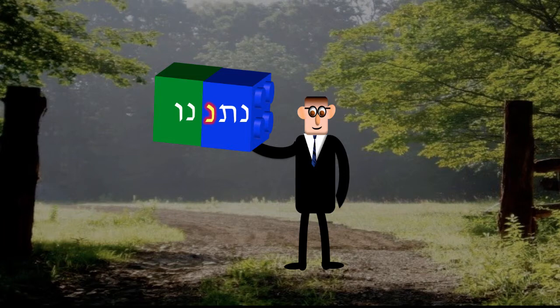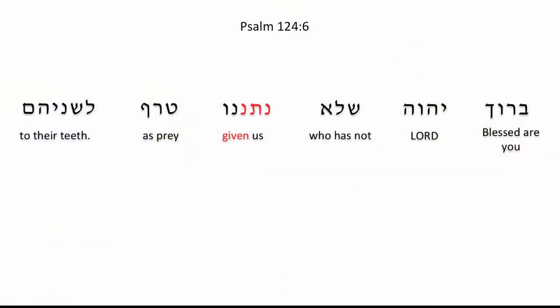That's right, when they come together, that letter has got to change. It loses its tail because it's no longer at the end of the word. So now you can see it, right? Given us.